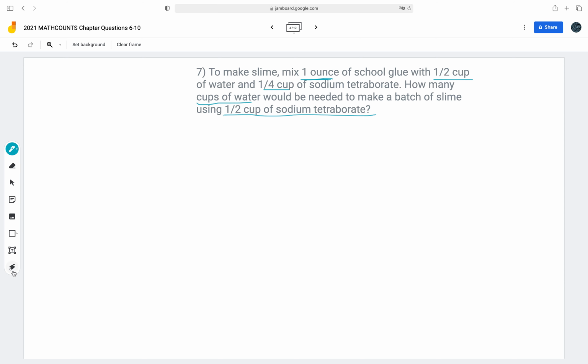So if we look here, we need a quarter cup to half a cup. So we have 1/4 to 1/2, which is the same as 1/4 times 2, cancel out to 2. So it's a 1-to-2 ratio from the sodium tetraborate to the water.